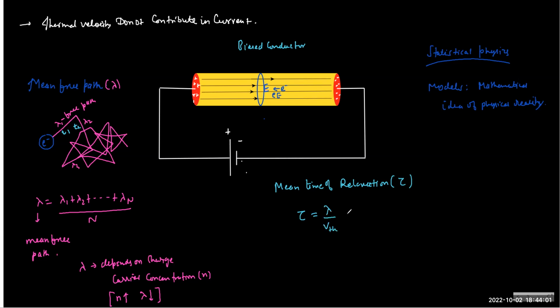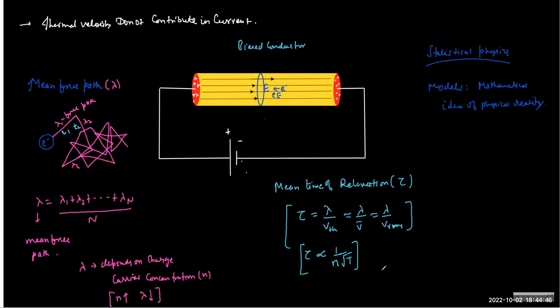Generally you can also write it as lambda by V average or lambda by V RMS. It really doesn't matter. All these mathematical differences are roughly equivalent in terms of order of magnitude. But what is more interesting here is the proportionality. Lambda depends on the inverse of concentration, that's the logical thing, and thermal velocity depends on the square root of temperature, isn't it?